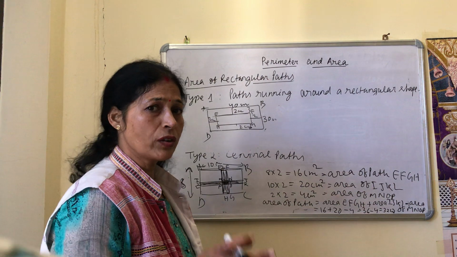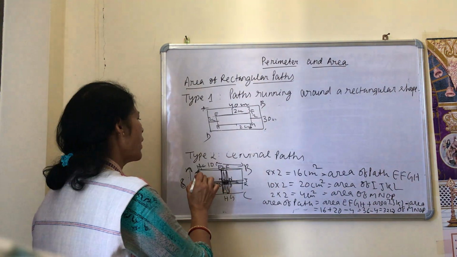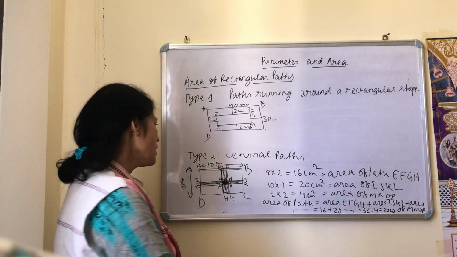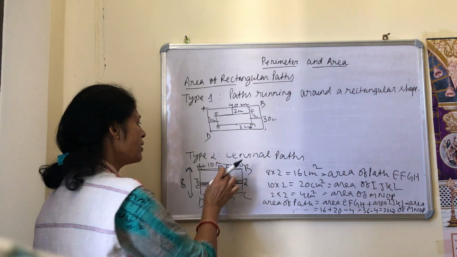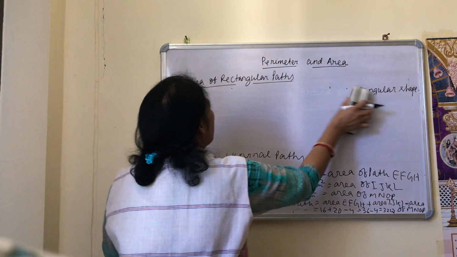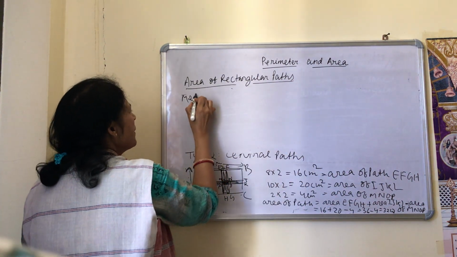In this way you can find out. In another way also you can find out. First you find the area of ABCD, minus the area excluding the path, then you get EFGH. This is method 1, this is method 2.